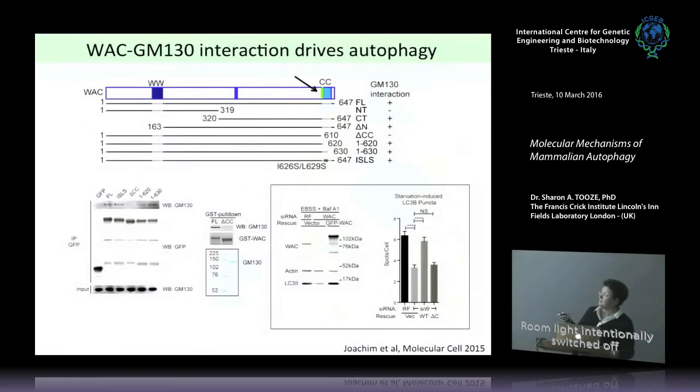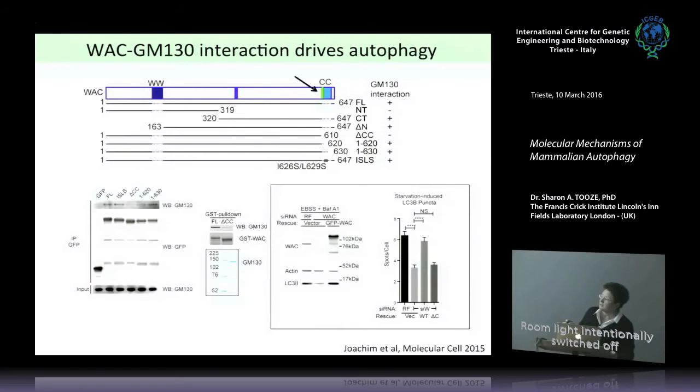So we then wanted to map the interaction of WEC with GM130 to try to understand more about the biology, and we did that by doing truncations at both the N-terminal and the C-terminal. And what we found is that there's a 10 amino acid stretch of the WEC protein that interacts with GM130, and that's shown here between 610 and 620. If you take out these 10 amino acids, you lose the interaction.